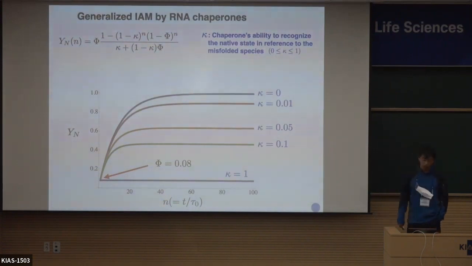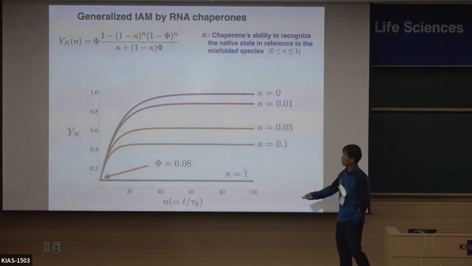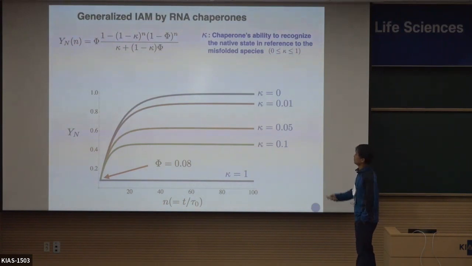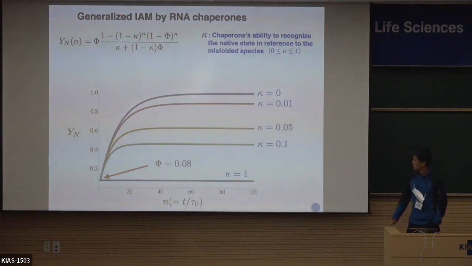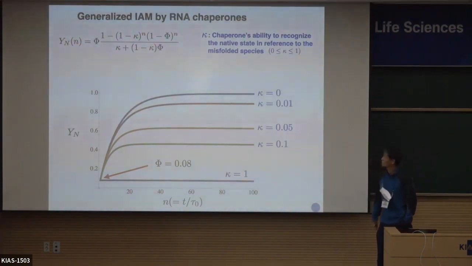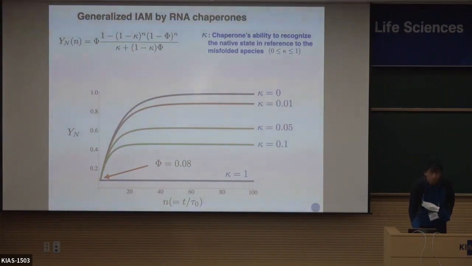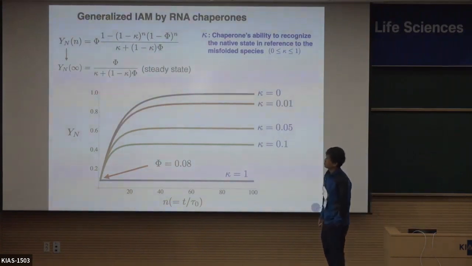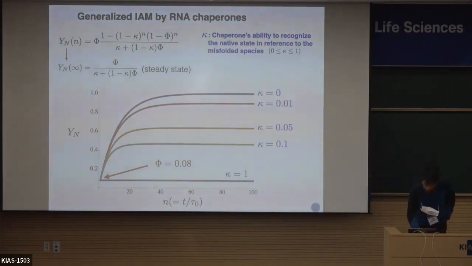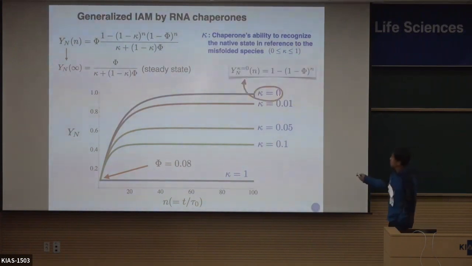When kappa equals zero, the case is exactly the same as GroEL. So all the population reaches the native state when kappa equals zero. However, when kappa increases, the steady state population is not one, but some number which is less than one, okay? And the steady state population you can obtain by putting n equal to infinity. So this is the expression, okay? And for kappa equal to zero, it is the same expression as GroEL.